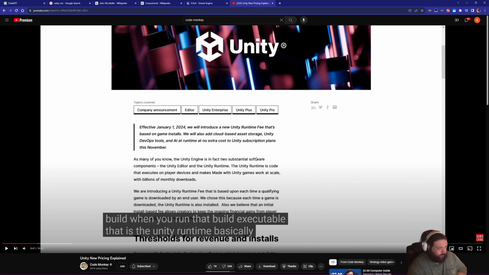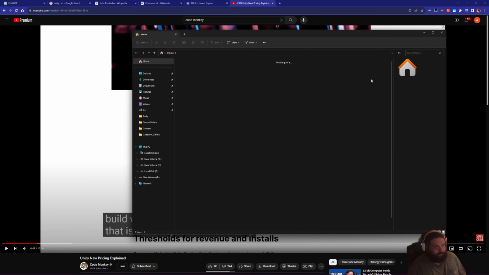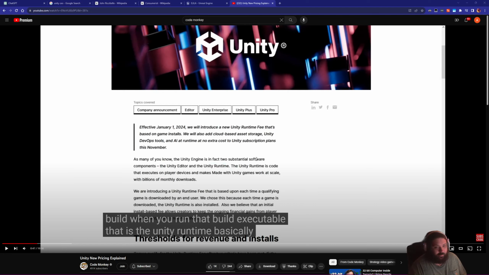The Unity editor is basically what allows you to make your game, while the Unity runtime is what runs your game. Now, the Unity runtime is pre-built, right? It essentially loads a C# DLL that will then run your game.